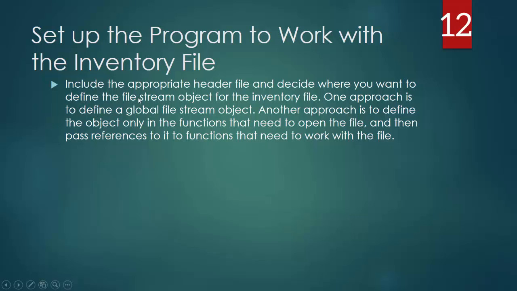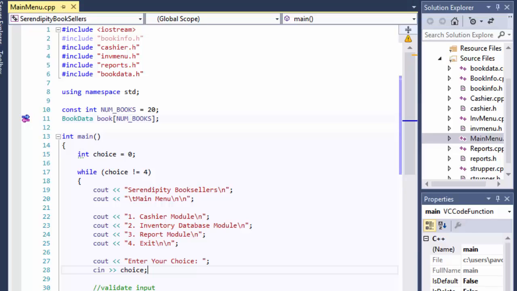Now we will include the appropriate header file and decide whether you want to define the file stream object for the inventory file. One approach is to define a global file. Another approach is to define the object only in the functions that need to open the file and then pass references to it to functions that need to work with the file. Okay, so the way I'm going to be approaching this is fairly simple and streamlined.